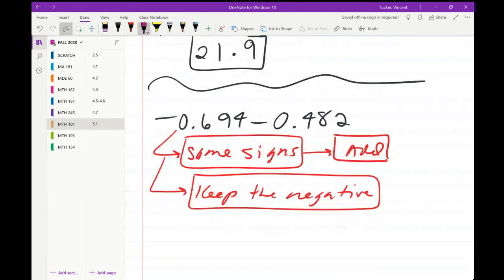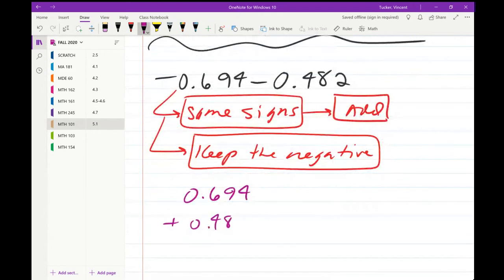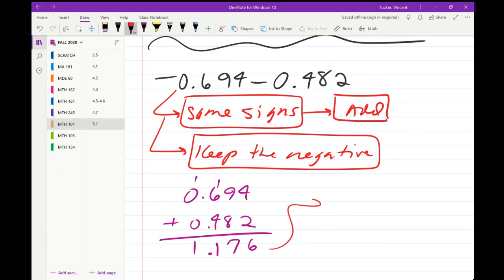So when I look at 0.694, 0.482, 4, 2 is 6, 9 plus 8 is 7, carry a 1. 6 and 1 is 7 plus 4 is 11. Decimal, carry a 1. And so we have 1.176. But since both of them were negative, this should be your answer.